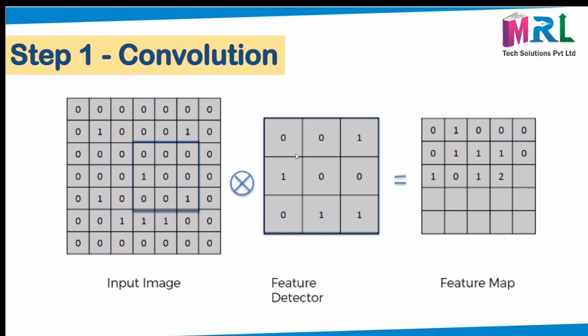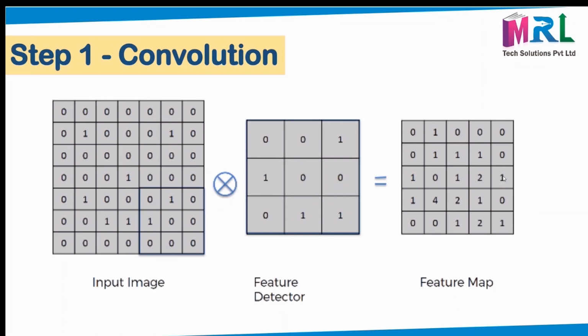So now we can see this case. If you multiply this area of the image with the feature detector 0, 0, all first row is 0, second 1, 1 is 1, so there is 1, and here also you have 1, so you have 2 here. Then 4 you are getting. So after applying this, you will have the feature map. So this is called feature map.